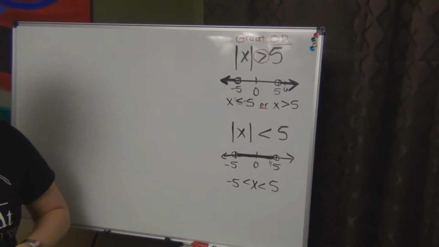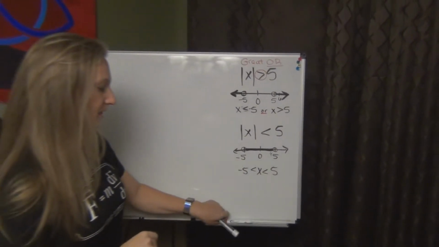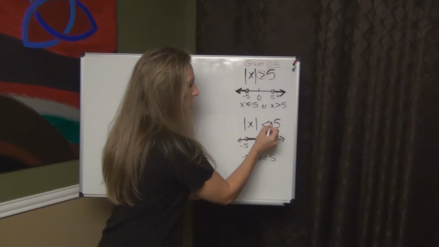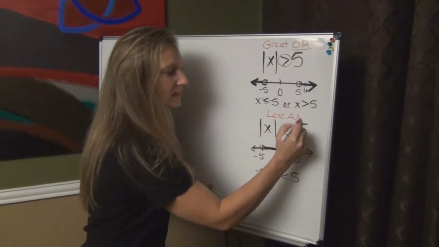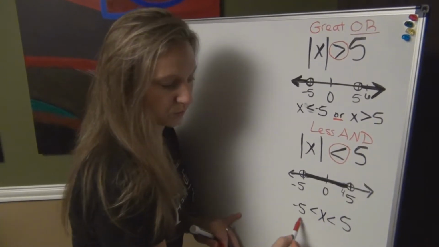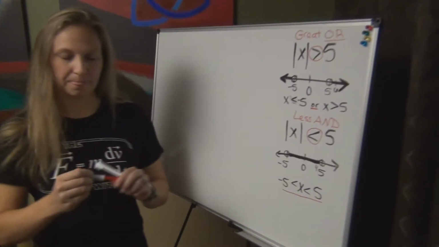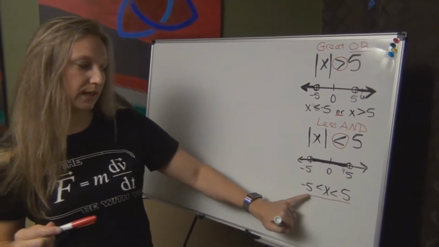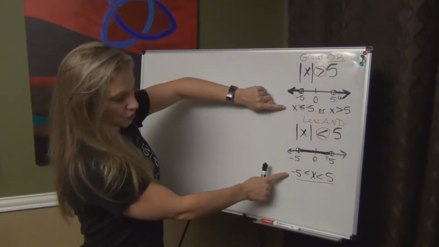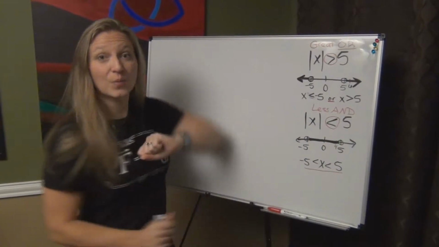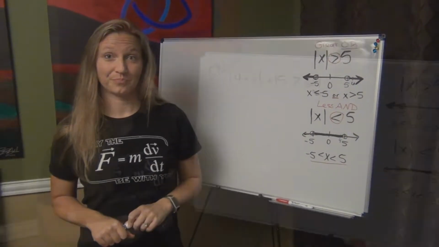So you can see how the less than symbol is handled a little bit differently. Anytime we have a less than, we say less than and, because we write it as x is in between these two values. So this is what our solutions are going to look like. Now we are ready to work an example.